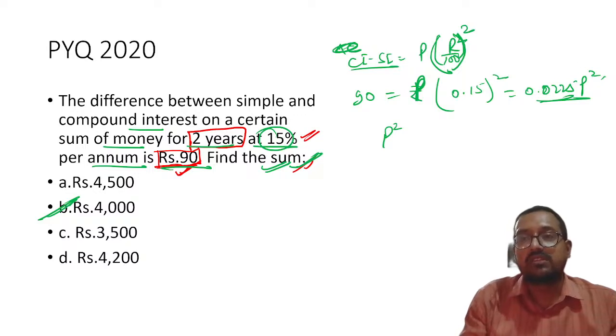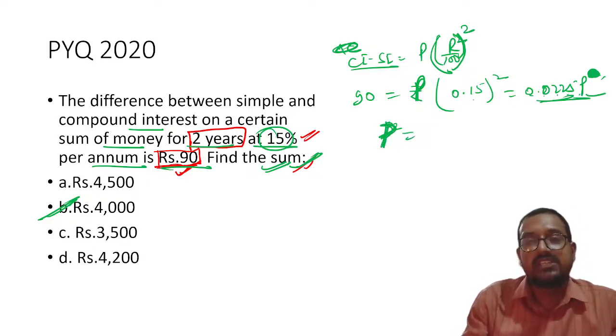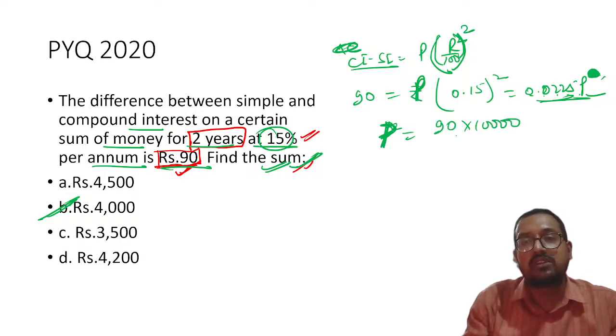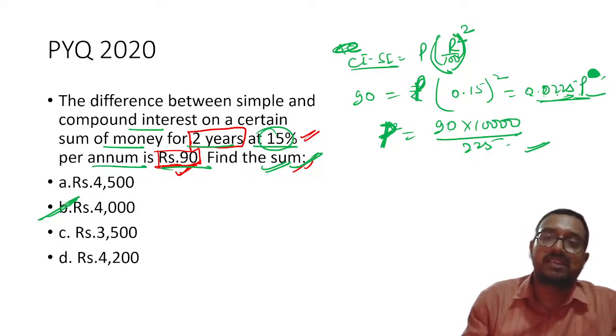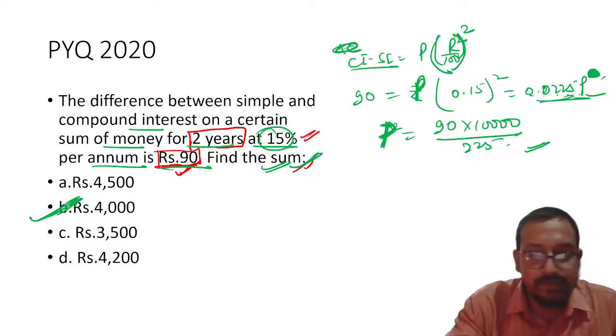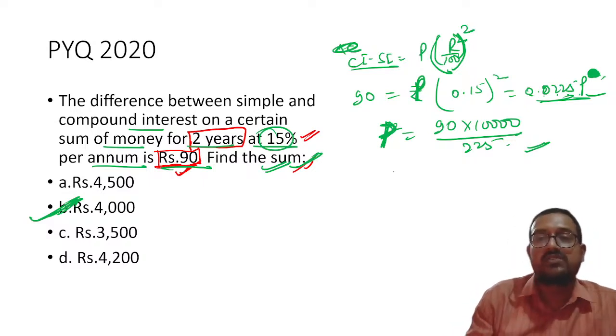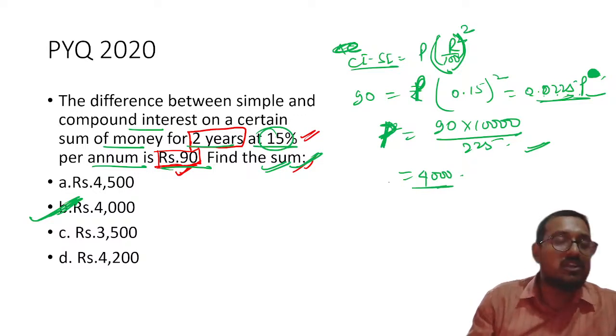Sorry, this will not be a square. I am really sorry. It is P into (R by 100) whole square, so 0.0225 P. So P will be equal to 90 divided by 0.0225, that is 90 into 10,000 divided by 225. If you solve it, you will get exactly 4000. Is it clear? So this will give you 4000. I am not calculating it, but definitely you all can do it. Understood?